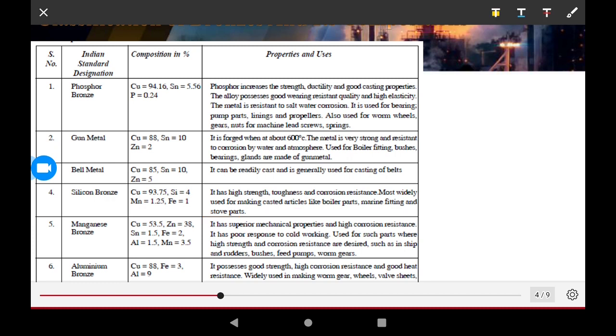Manganese bronze. Its chemical composition: copper 53.5%, zinc 38%, tin 1.5%, iron 2%, aluminum 1.5%, and manganese 3.5%. It has superior mechanical properties and high corrosion resistance. It has poor response to cold working. It is useful for parts requiring high strength and corrosion resistance, such as ship propellers and rudders, bushes, feed pumps, and worm gears.